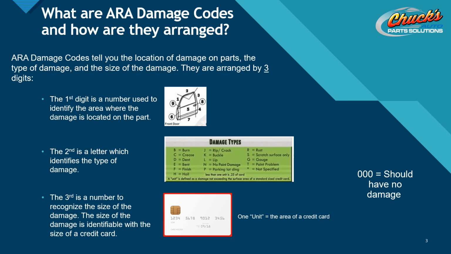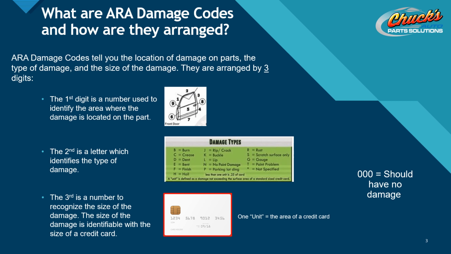What are ARA damage codes? ARA damage codes help you pinpoint the type of damage that's on a part, how big it is, and what type of damage it is. The first digit is a number which represents the area of the part where the damage is located. The second is a letter designation in the lower left-hand corner of your quality part identifier, as seen on this screen. Most of the time, you're going to see a D for a dent, P for a parking lot ding, a C for a crease maybe, F for a finish problem, and T possibly for a paint problem.